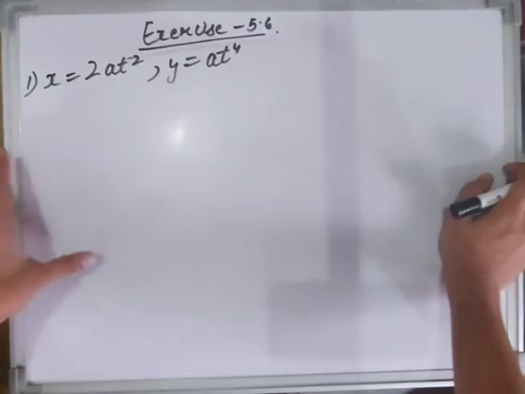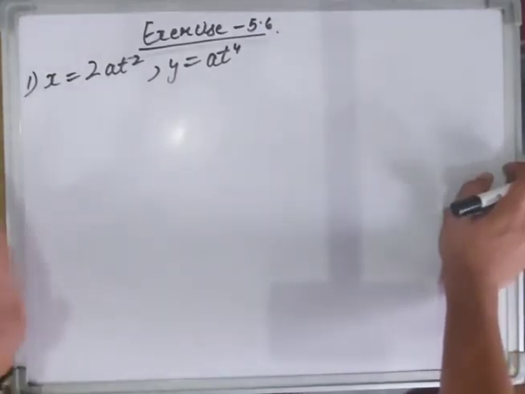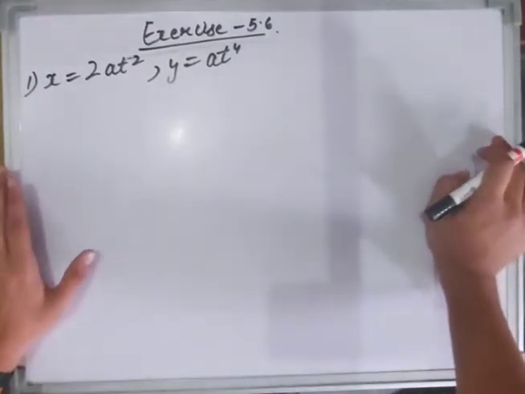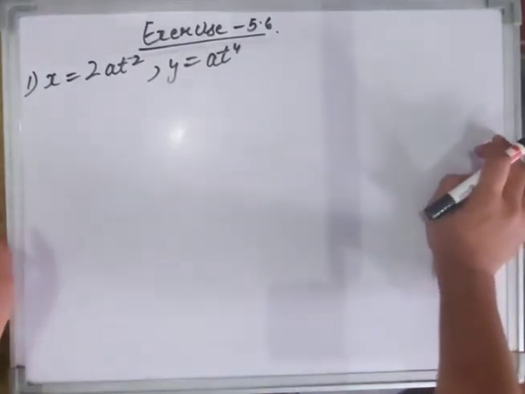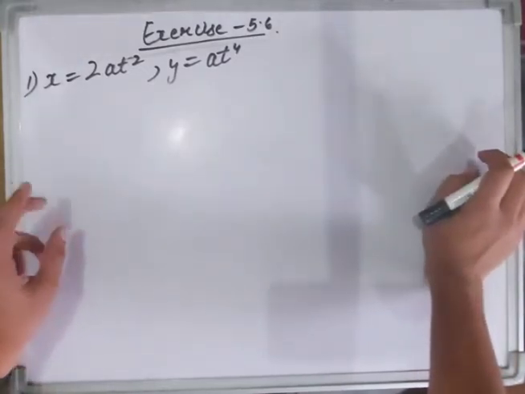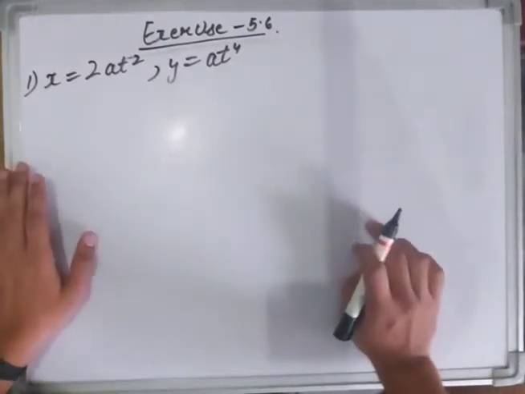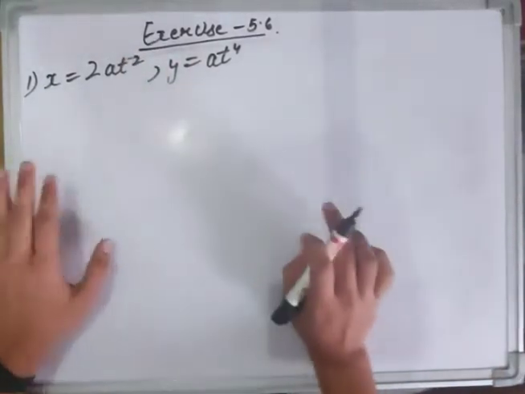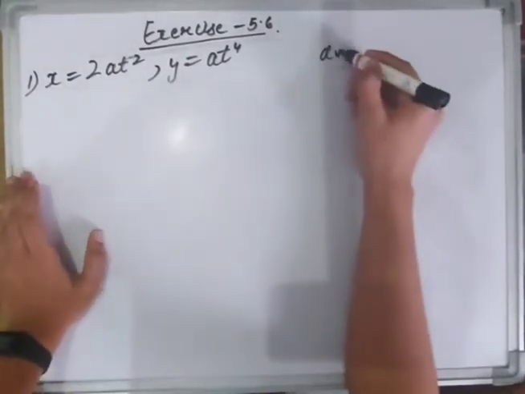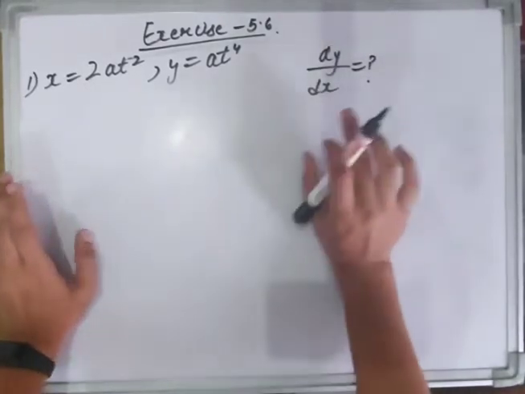So we need to find out dy by dx in each of these questions from 1st to 10th question. I will be dividing this exercise in two parts, and the first part will contain 6 questions from 1 to 6, and the other part will contain the rest of these questions. So let's discuss the first question. We need to find out the value of dy upon dx.